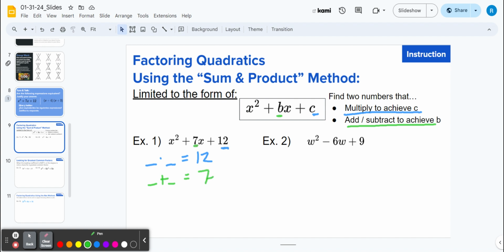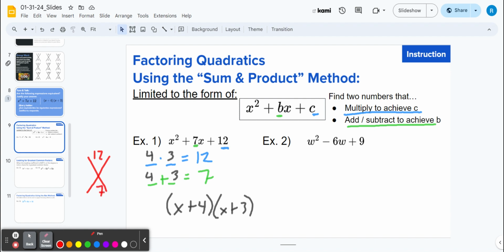So if we think through this, we can kind of guess and check and think through those ways. You'll eventually land at, hey, 4 times 3 equals 12. And 4 plus 3 equals 7. So I take those two numbers, and that's exactly my factored form. I get x plus 4 times x plus 3.